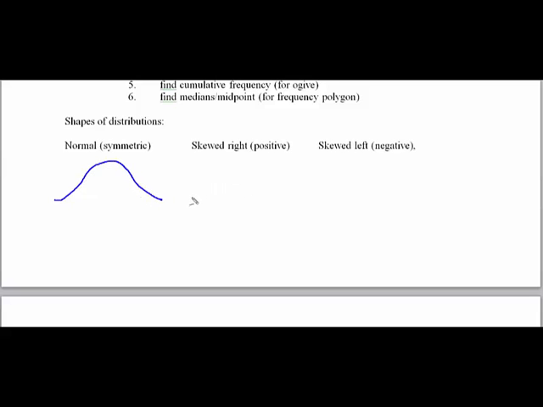Skewed right distribution looks like this. And then skewed left distribution looks like this. The normal distribution is, if you can imagine a class that had a normal distribution, most of the students would get a C. A little bit less of those students would get D's and B's, but very few students would get A's and F's. This is an example of a normal curve.